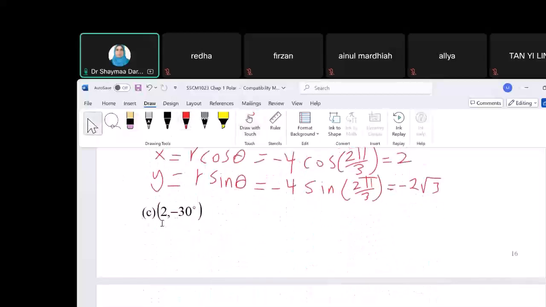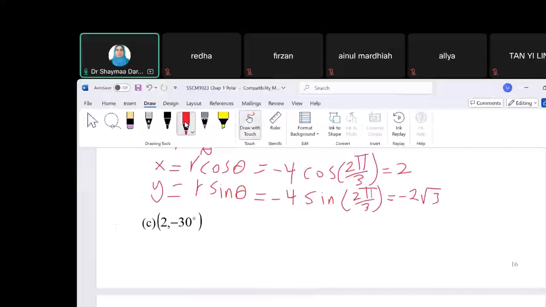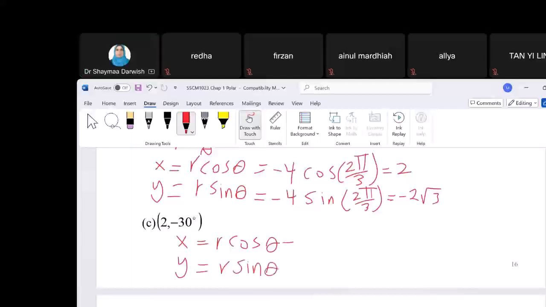Okay. Third one, 2 and minus 30 degrees. Okay, calculate x and y. Here, same, x is r cos theta. y is r sin theta. So x is 2, theta is minus 30 degrees.